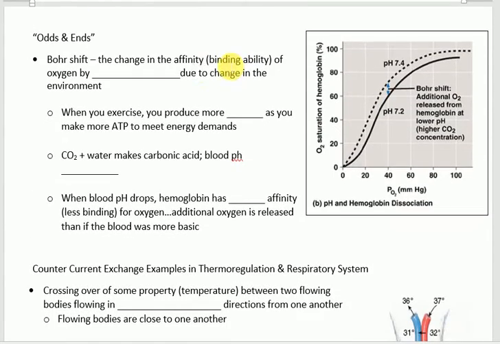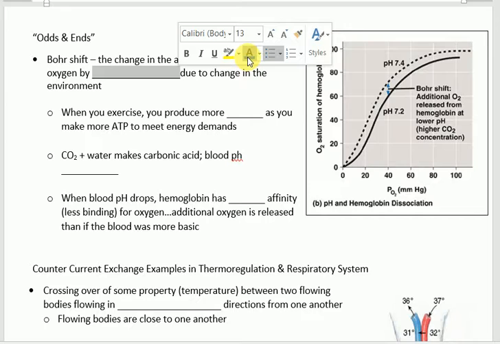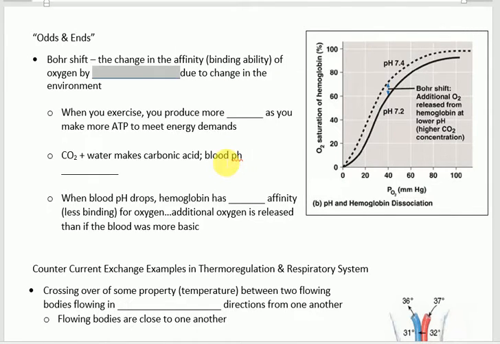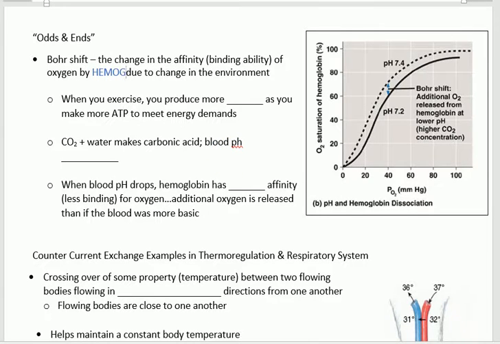Okay, so some odds and ends review things that I just want to make sure that you're familiar with related to the physiological side. The Bohr shift, and this is going to be the change in the affinity or binding ability of oxygen by hemoglobin due to a change in the environment. And this shows you the Bohr shift graph.